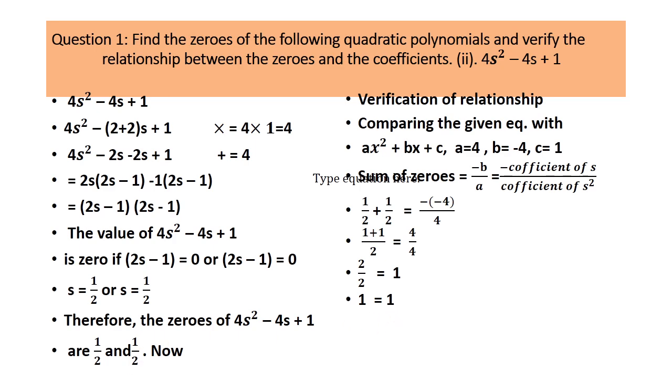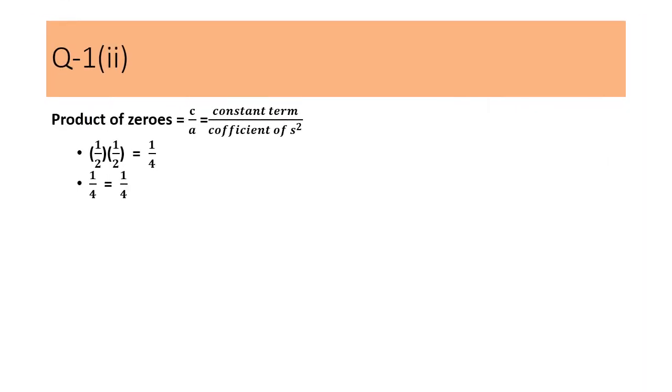Now the second part, the product of zeros, which is c upon a, the constant term upon the coefficient of s square. So the zeros are 1 upon 2 into 1 upon 2. This is 1 upon 4. c is 1 and a is 4. So these two sides are also equal. This is how we will verify the result.